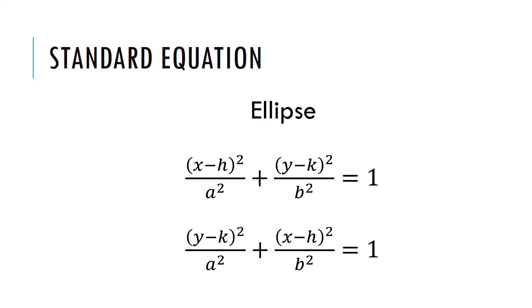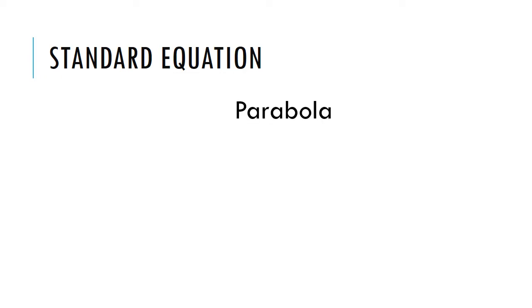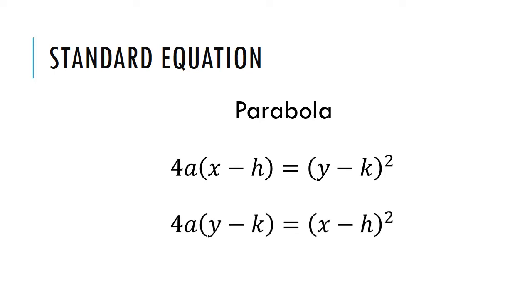The standard equation of an ellipse may also be like this: the quantity y minus k squared all over a squared plus the quantity x minus h squared all over b squared equals 1. Again, please don't be bothered by the variables a, b, h, and k, and why they are interchanged, and why it has two standard equations, because I will explain it in the succeeding discussions. For a parabola, the standard equation will be 4a times x minus h equals the quantity y minus k squared, or 4a times y minus k equals the quantity x minus h squared.